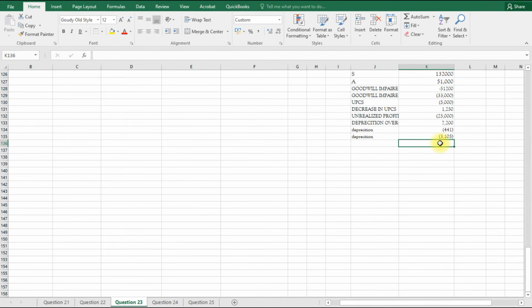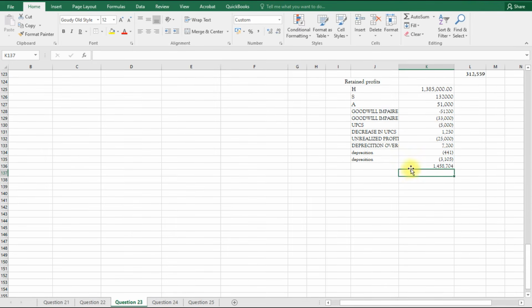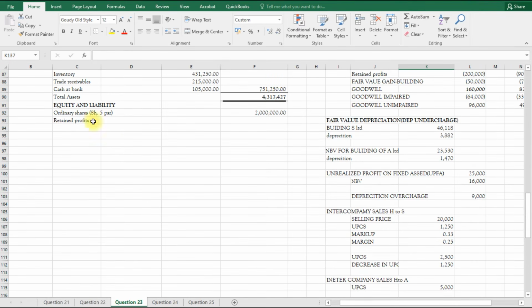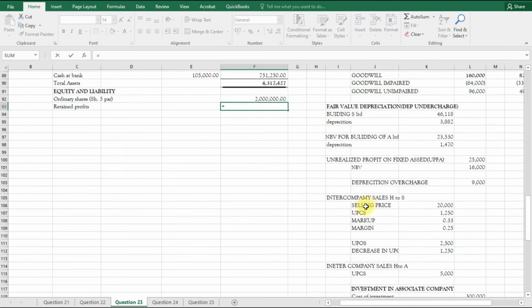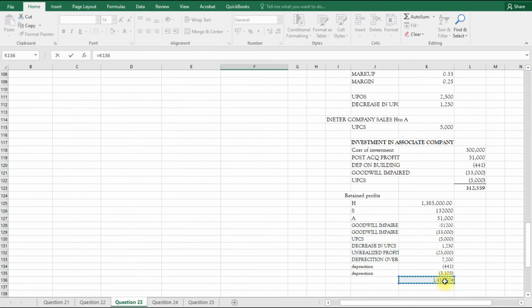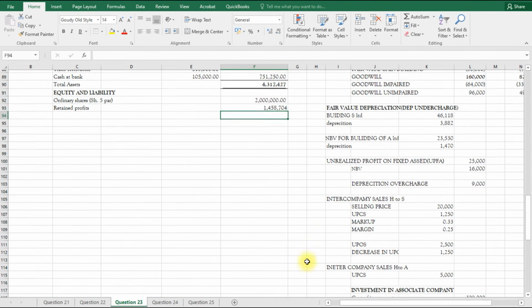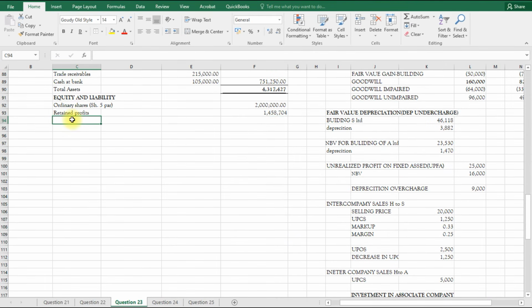So use alt equals to get the total there. Yeah, to get our total there. So that's our total of the retained profit. So I shall come here, put equals to this value, we enter, yeah, 1458. Get the shareholders fund, and our shareholders fund equals the two of them.